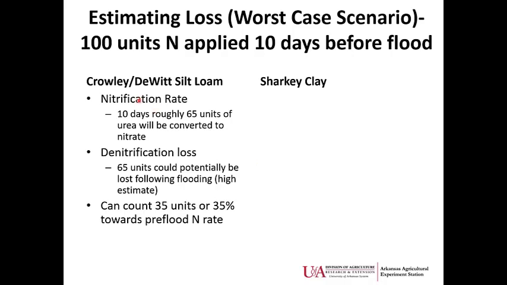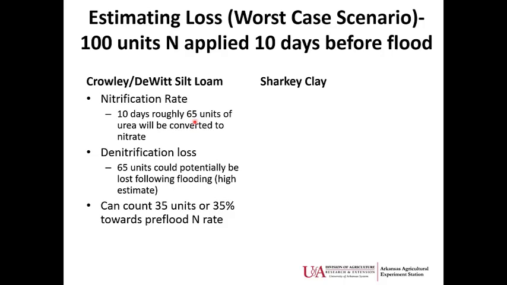So if we start with a Crowley or a DeWitt silt loam, and we say we apply 100 units of nitrogen, 10 days before the flood. And let's just say it's going to be an ammonium nitrogen source, whether that's urea or ammonium sulfate. So for this particular soil texture, if we think back to those nitrification rates a few minutes ago, in 10 days, roughly 65 units of that urea is going to be converted to nitrate.